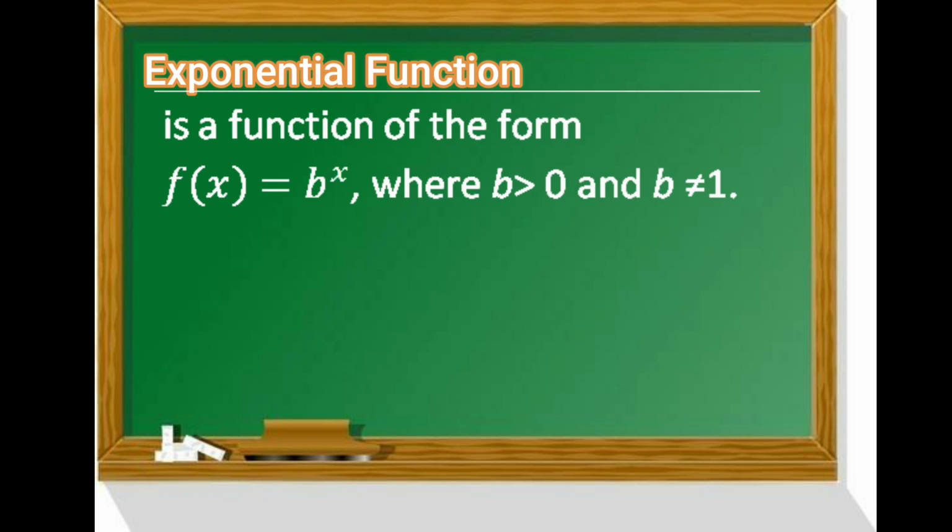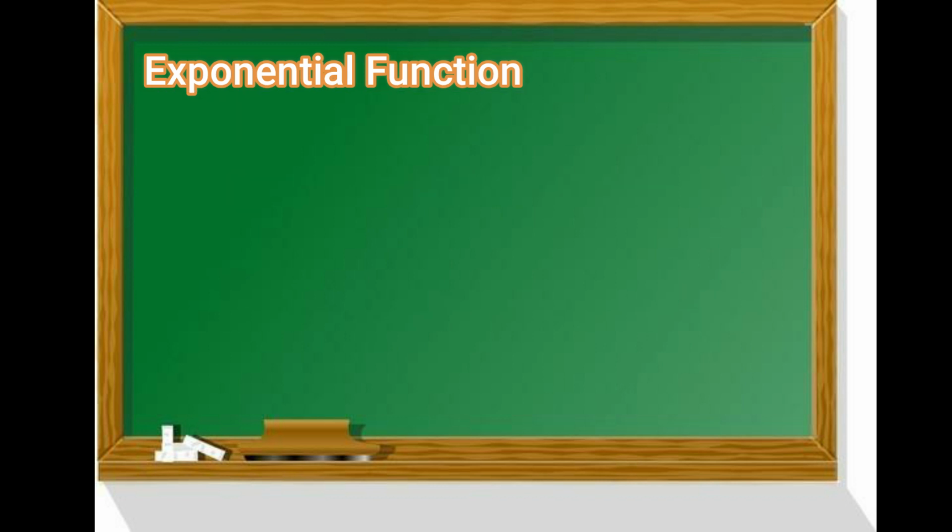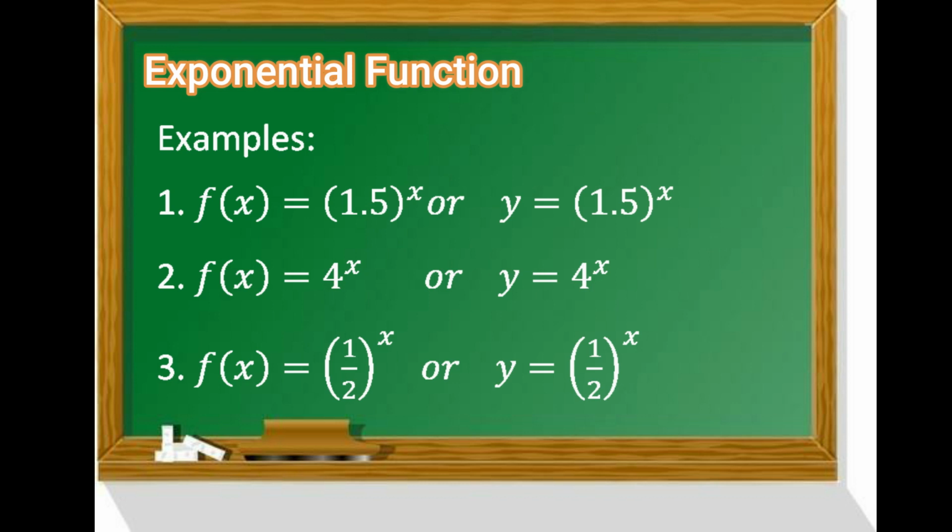First, an exponential function is a function of the form f of x is equal to b raised to x, where b is greater than 0 and b is not equal to 1. Example, f of x is equal to 1.5 raised to x is written in the form f of x is equal to b raised to x. Aside from f of x, we can also use y to represent a function, because f of x is also equivalent to y according to our definition of a function from our previous lesson. These are examples of exponential functions.